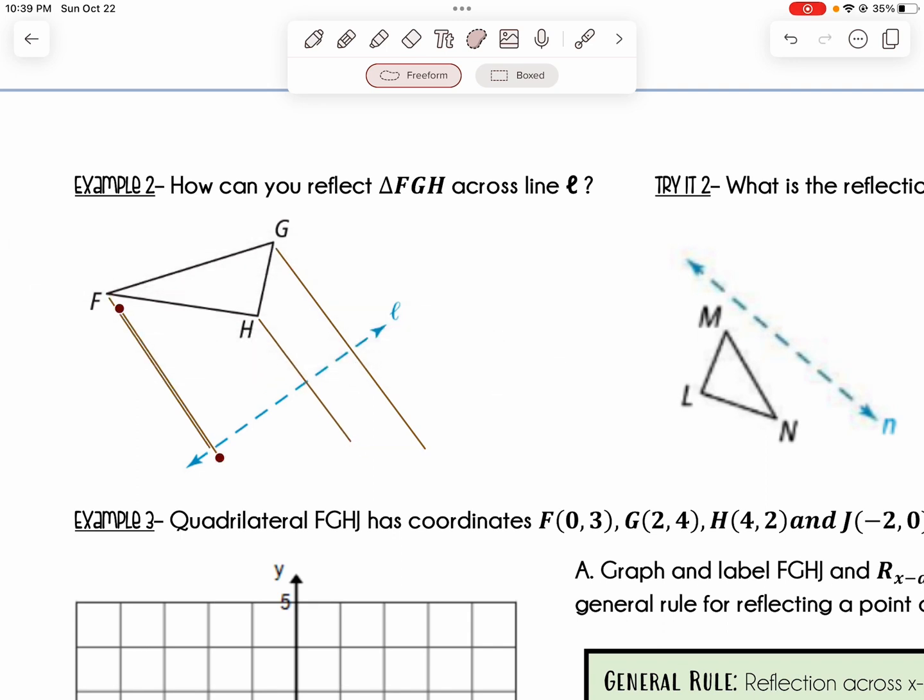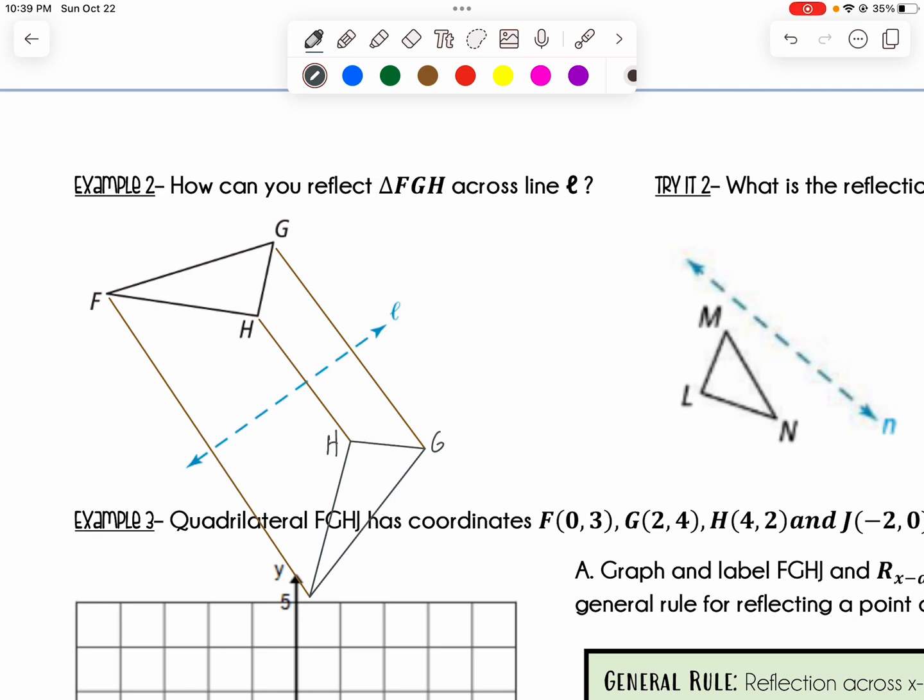Okay, so I'm just copying it all over, and this will be my reflected object. F, G, and H. I think I named that wrong as I was going. This is H, this is G, and this is F. But since they're my prime ones, I put H prime, G prime, and F prime.